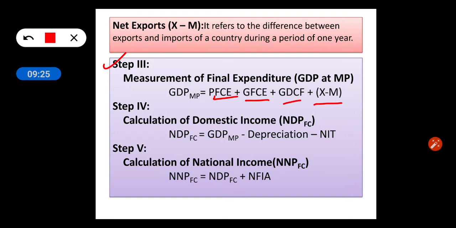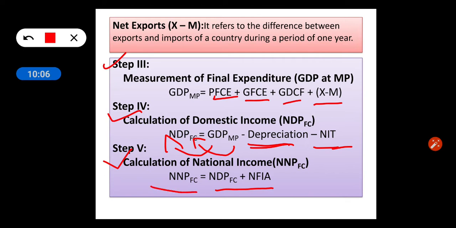After finding GDP at MP, our next step is to find domestic income. To find domestic income, we are going to subtract depreciation, because to convert from gross to net, we have to subtract depreciation, right? And to convert from MP to FC, we have to subtract NIT, right? So our fourth step is to find domestic income from GDP at MP. And our last step is to find national income. So if you add NFIA to your domestic income, that is NDP at FC, we get national income.